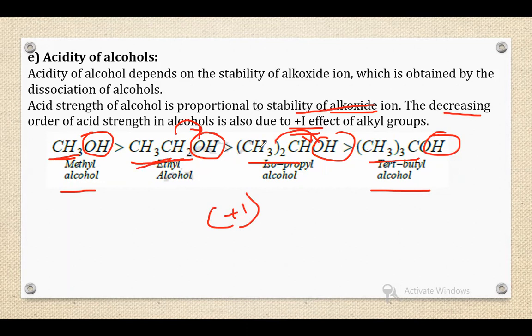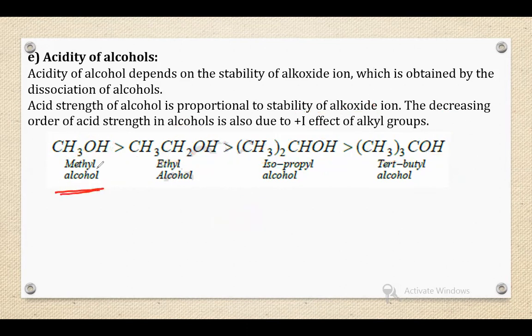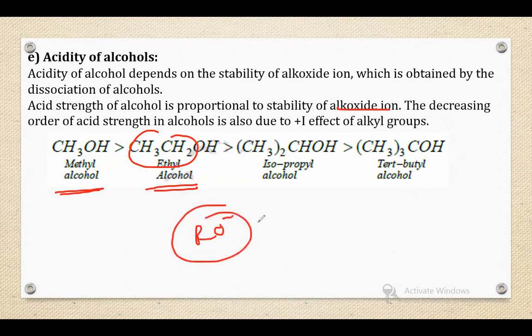What happens to this carbon? This carbon decreases, but this carbon increases. So what happens to this? How is the order? Methyl alcohol CH3OH is greater than ethyl alcohol because there are more substituent groups. The acid strength of alcohol is directly proportional to the alkoxide ion; O minus is called the alkoxide ion, and H plus is the hydrogen ion. This acidity in alcohols we can explain with the help of the positive inductive effect, the plus I effect, more electron donating groups. Then what happened?